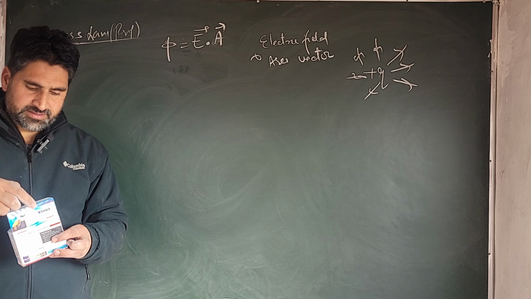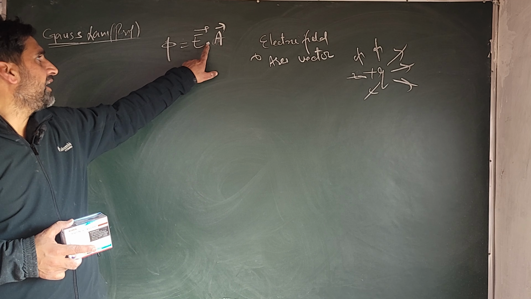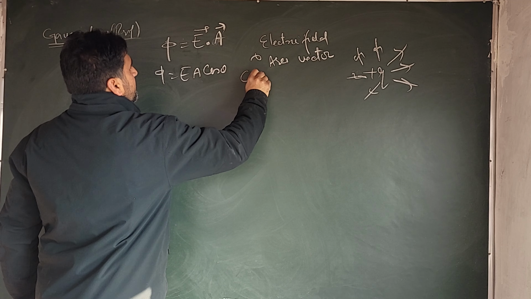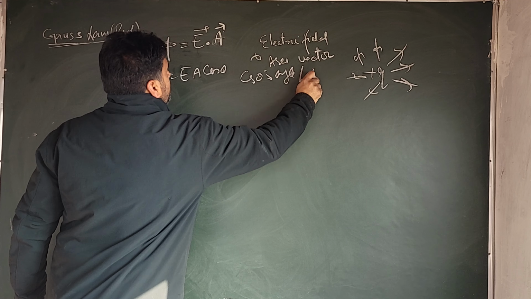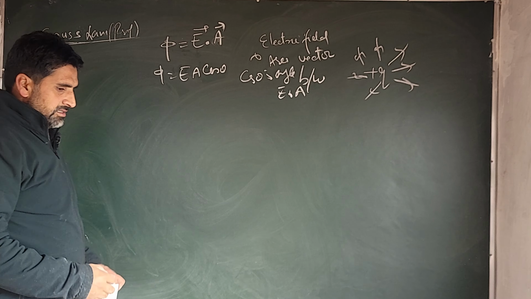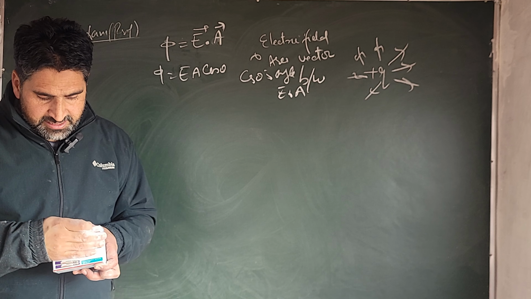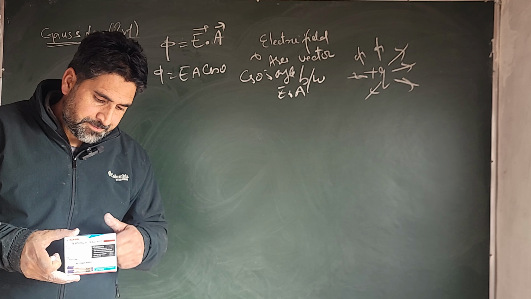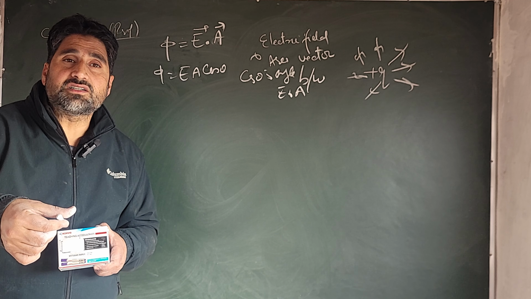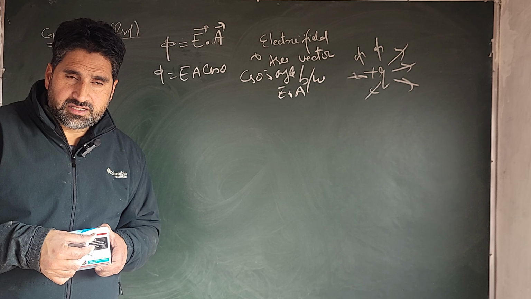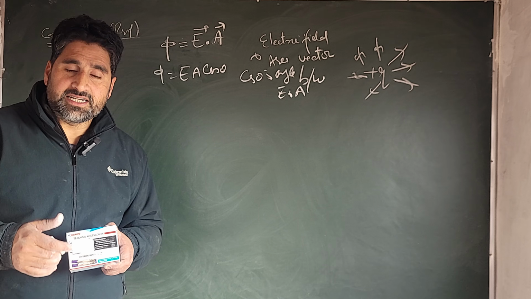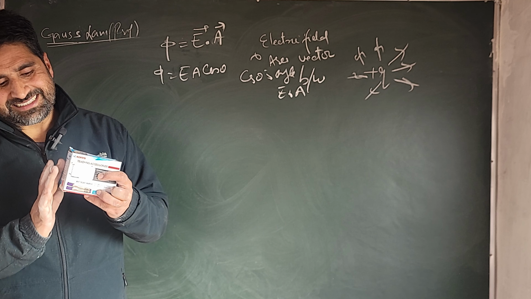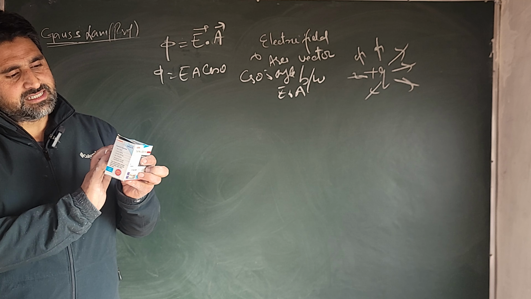You have to calculate the area and the direction of area, because you have an angle between E and A. Phi is equal to EA cos theta, where theta is the angle between E and A. The direction of this area vector is perpendicular to the surface. Wherever there is area, you have to draw a perpendicular to that area, the outward drawn normal. The outward drawn normal on this very surface gives the direction of this very area.